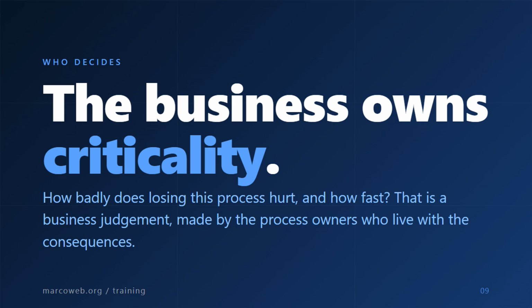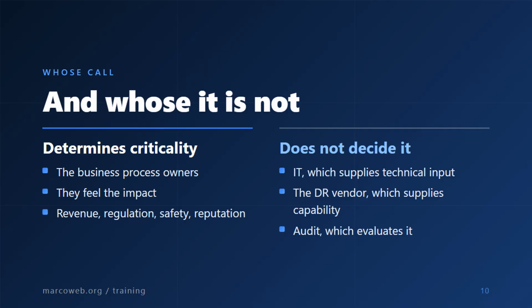And criticality is a business judgment, not a technical one. How badly does losing this process hurt? In lost revenue, regulatory breach, safety, or reputation, and how fast does that harm escalate? The people best placed to answer are the business process owners, who live with the consequences of the process being down. So whose call is it?